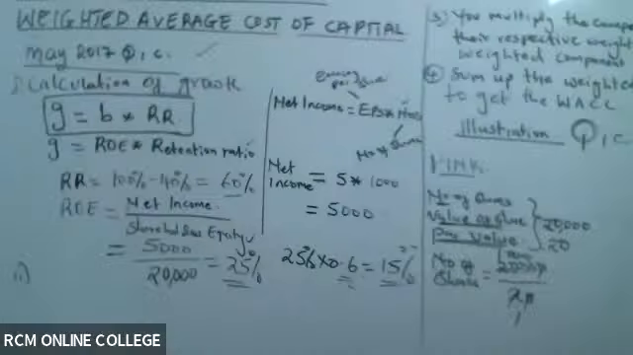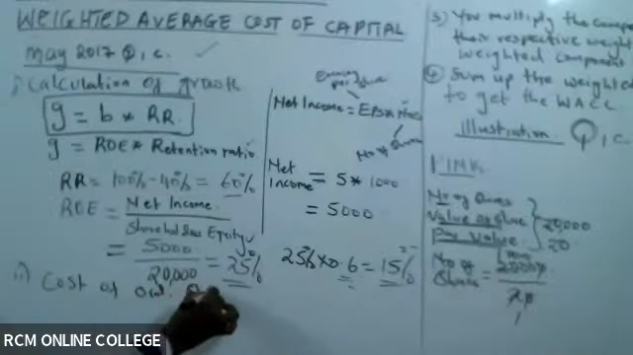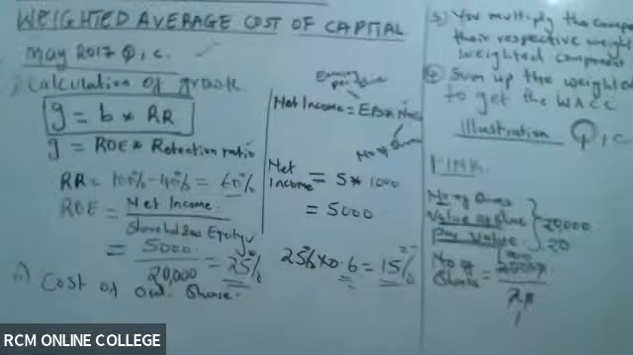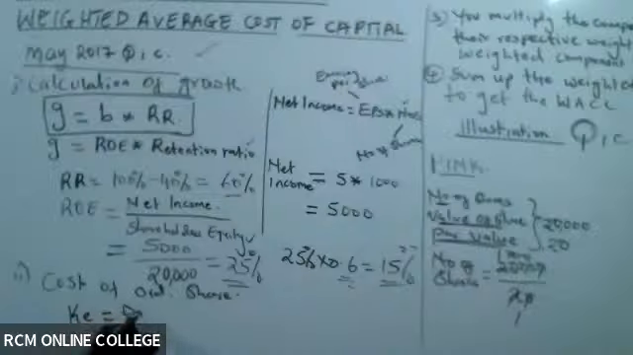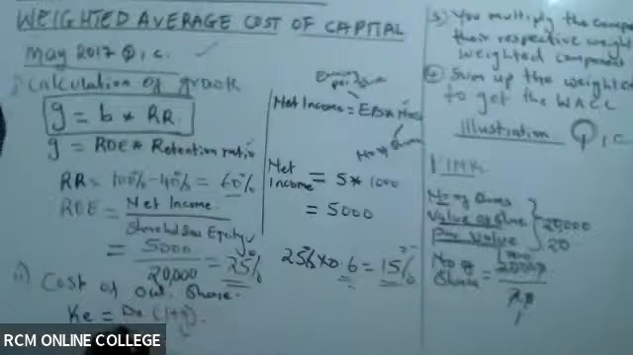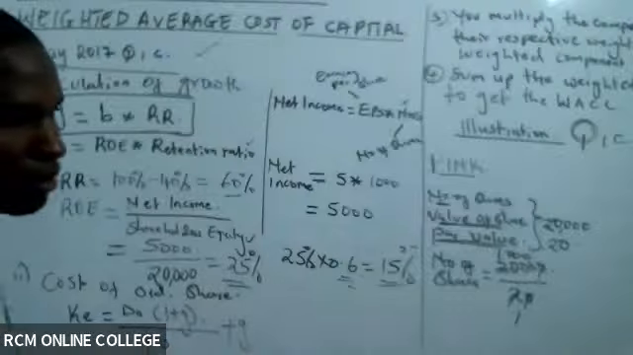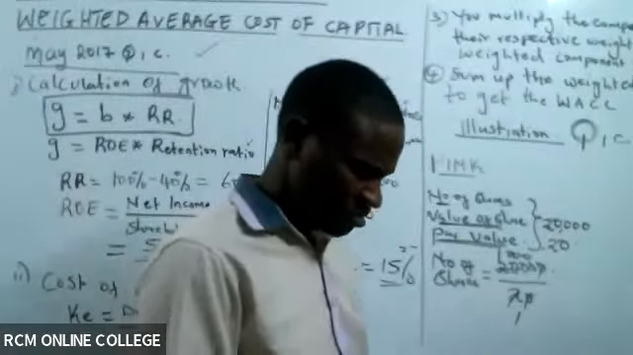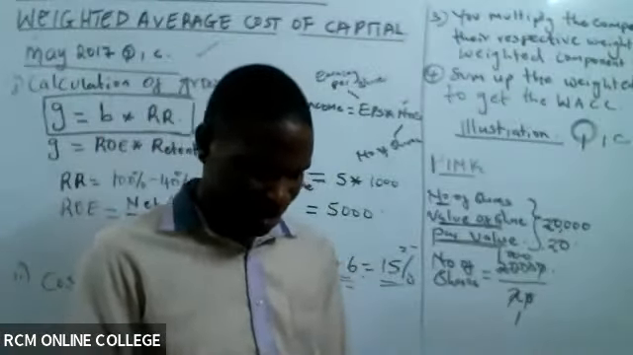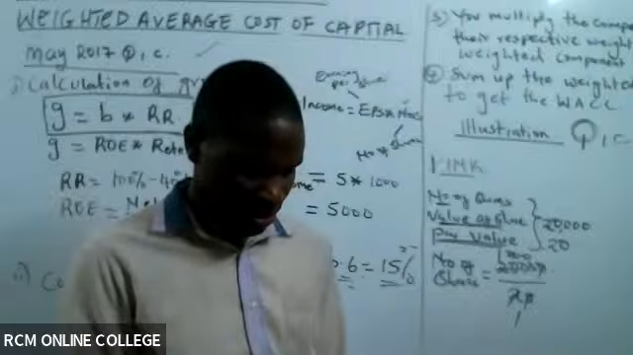I want to compute the cost of ordinary share. Will this cost of ordinary share be difficult for me? No. I said it is KE given by D0 times (1 plus G), divided by P0 plus G. Here we do not have flotation. Do we have discount? Do we have these things? We do not.